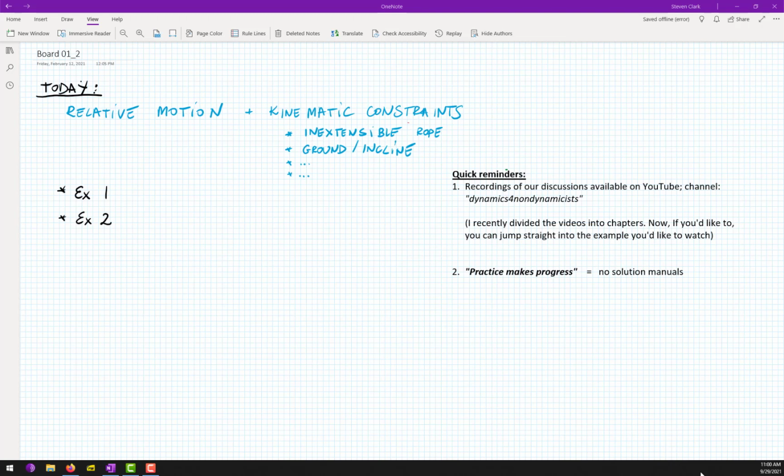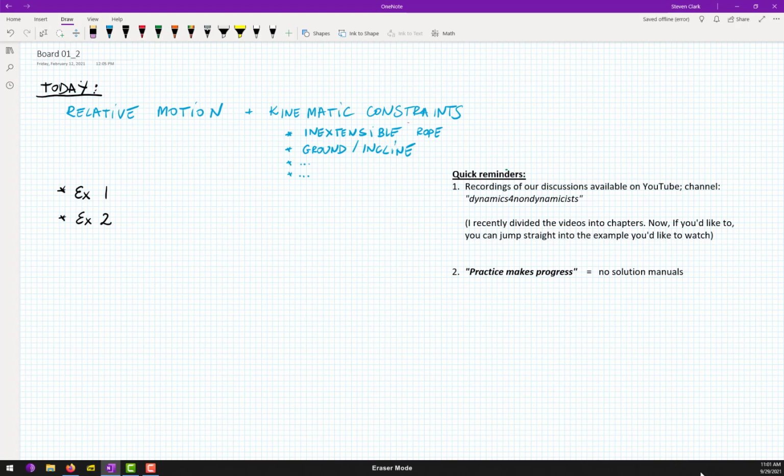All right. Plan for today is the following. The topic of today is relative motion. Plus, I will just remind you what kinematic constraints are, and today we will just see inextensible rope and ground and incline. Later this semester we will learn about some extra kinematic constraints you already saw in statics or physics 202. I hope that you did, actually, because I don't know what they teach you in statics, and I don't know if you learned, even if they teach you well.